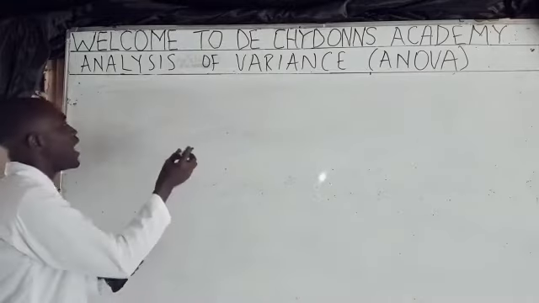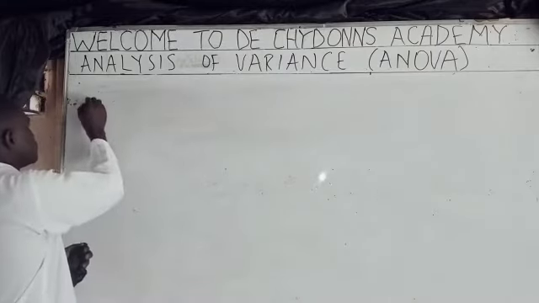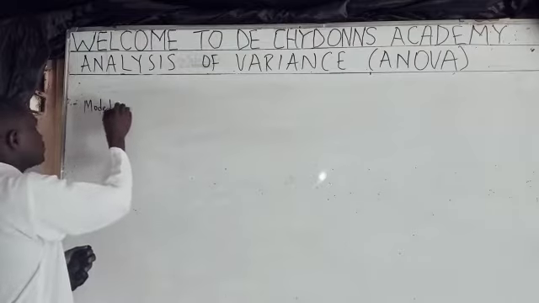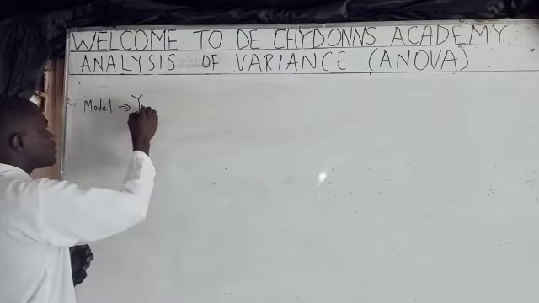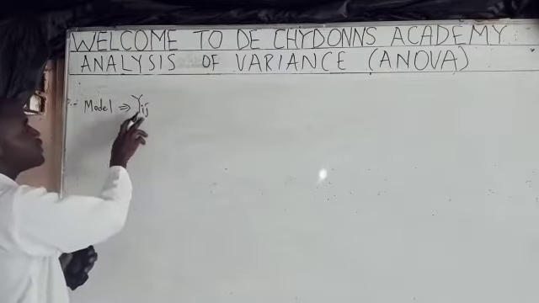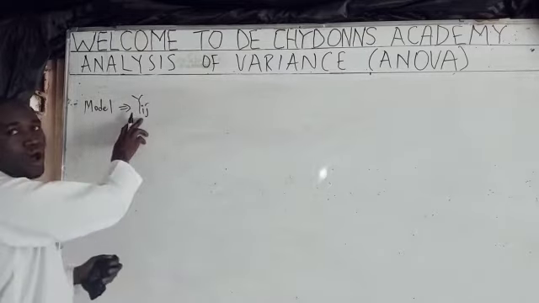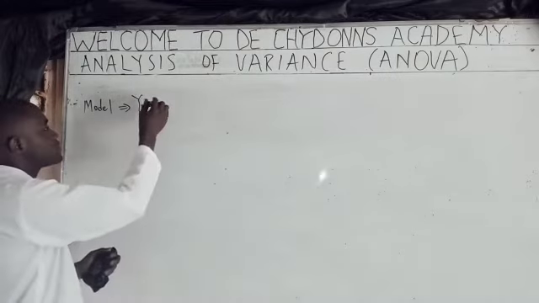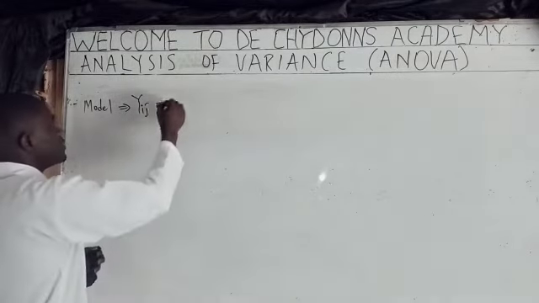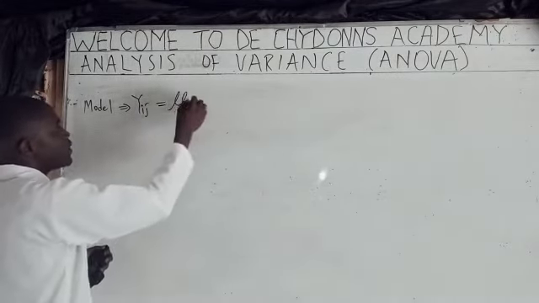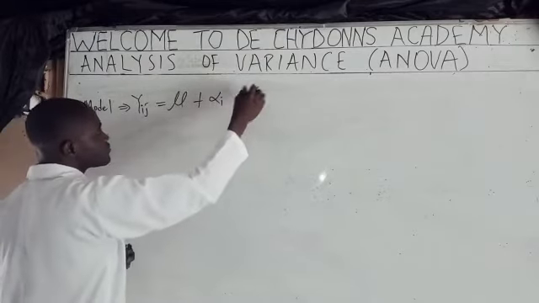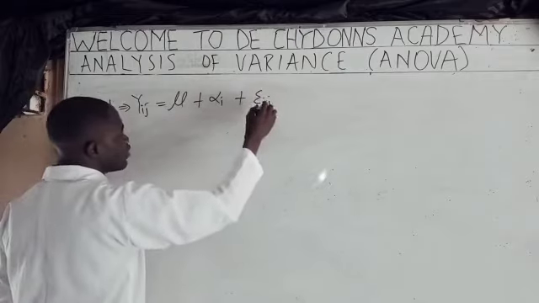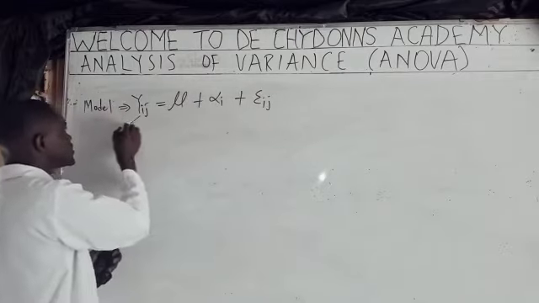one-way ANOVA has a model, a popular model that it is known with. That model is written this way. This simply means jth observation taken under ith treatment. Then overall mean plus effect of ith treatment plus random error.